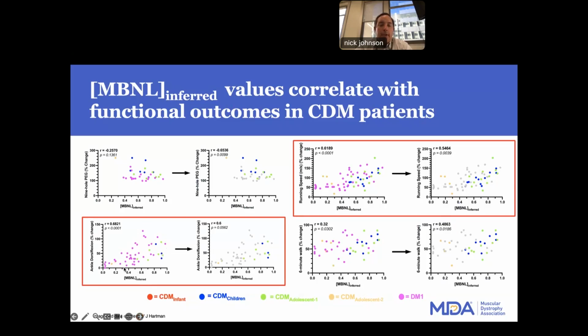RNA splicing level compared to a number of different measures: here's ankle dorsiflexion, here's a 9-hole peg, here's running speed, and 6-minute walk. And you can see the different groups here: infant, children, adolescent 1, adolescent 2, and then adults. With the ankle dorsiflexion, the kids with congenital myotonic dystrophy have a hard time performing that, and so the correlation reduces as you take away those adult samples.